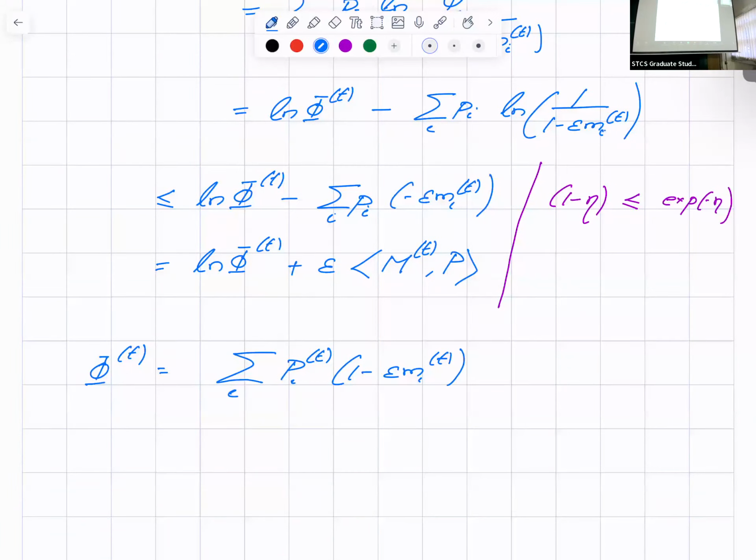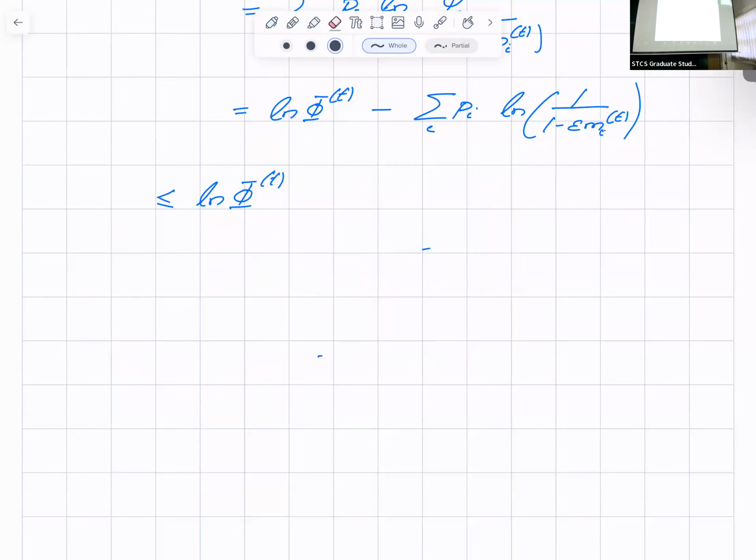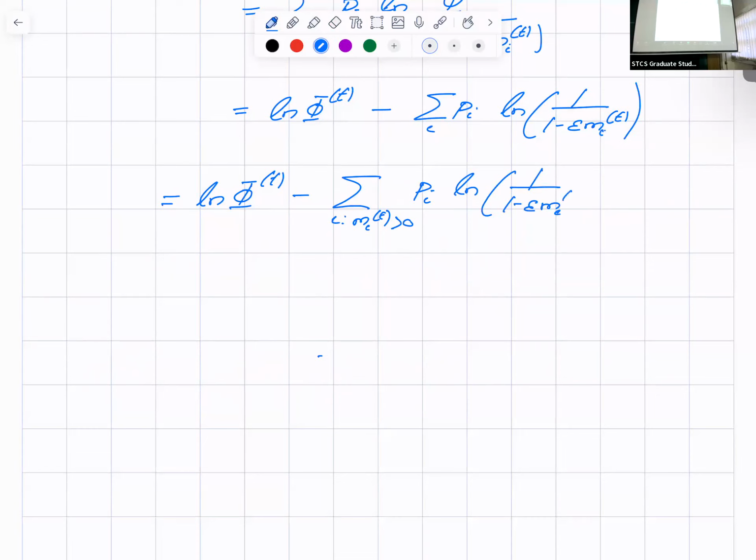I didn't want to do this step over here. We're going to split this up into minus summation over those i's for which MIT is greater than 0, so that is Pi ln MIT, and then those i's for which it's less than 0, which is Pi ln, what will that be?